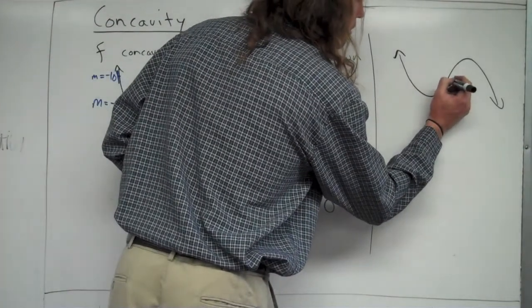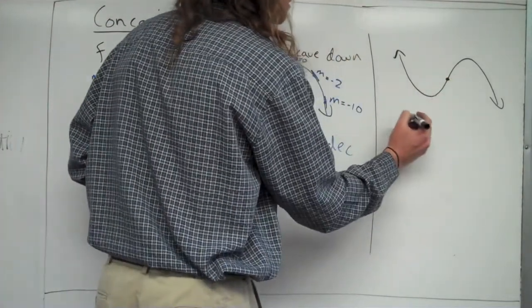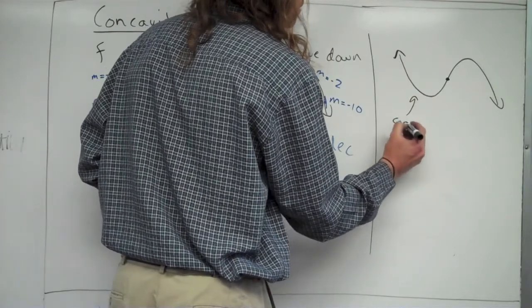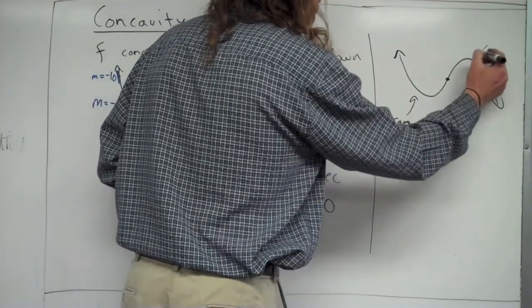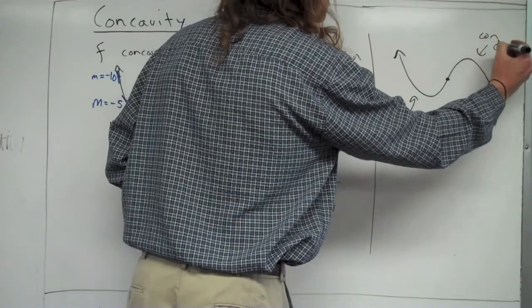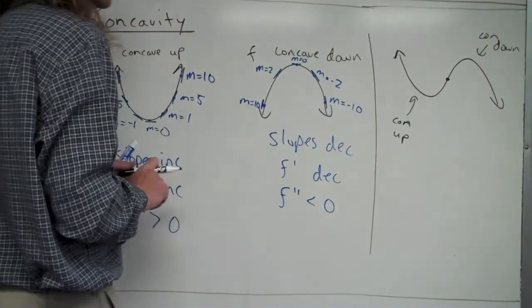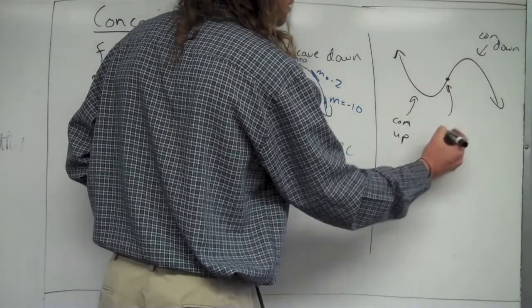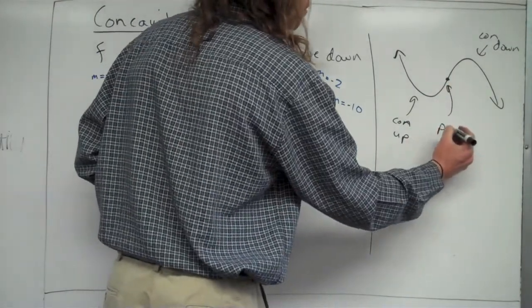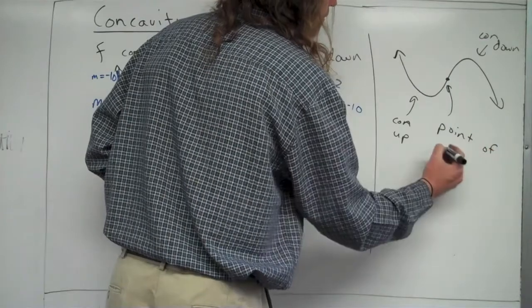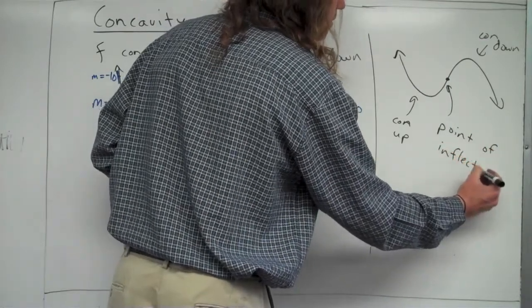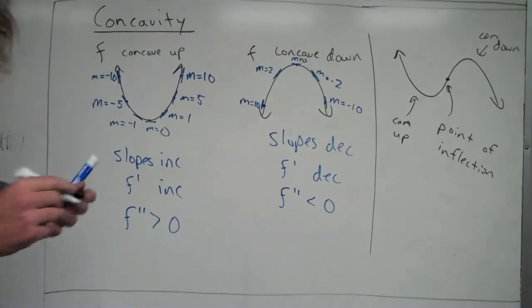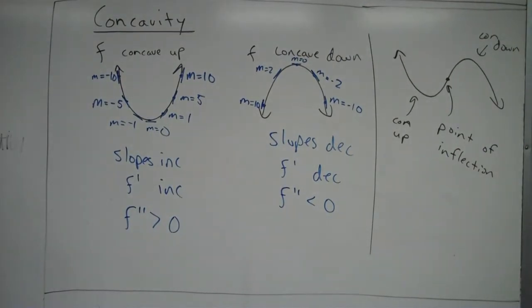And there's an important thing here. Again, this side over here is concave up. This side over here is concave down. Okay? And this right here, the place where it changes concavity, has a name. It's called a point of inflection. So a point of inflection is where a graph changes concavity. That's definitely a vocabulary term you need to know. Point of inflection is where a graph changes concavity.